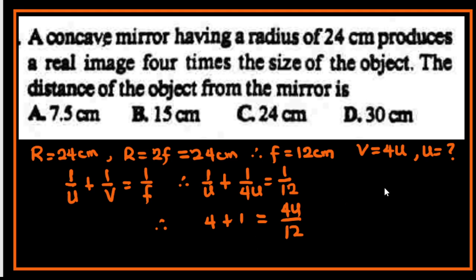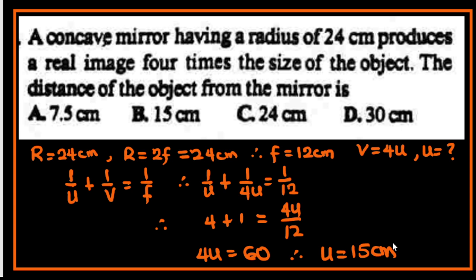So from there, we have 4U is going to be 12 times 5. And 12 times 5 is 60, right? So if you divide through by 4, U is going to be 15 centimeter. So that tells you that U is 15 centimeter.